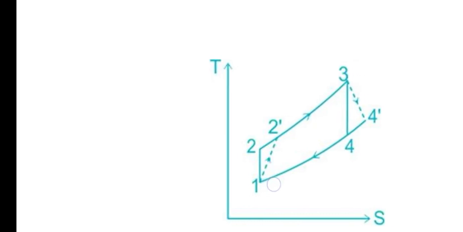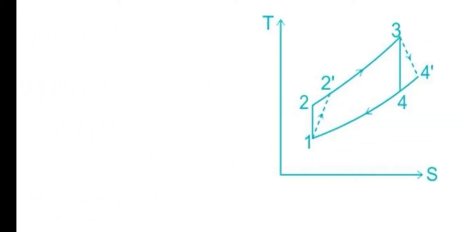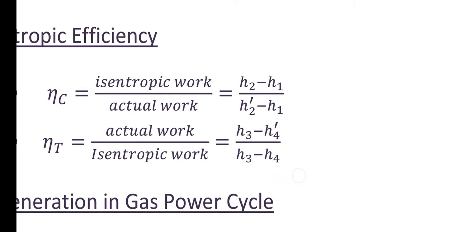Now many times we see that the expansion or compression process is not isentropic; rather there is a deviation. So if the isentropic efficiency point of view is considered, then we calculate the isentropic efficiency of the turbine or compressor. For the compressor, it is given as the isentropic work by actual work. For the compressor, the isentropic work will be from 1 to 2, but the actual work will be from 1 to 2 dash, which is more than the isentropic work. Hence, the isentropic efficiency of a compressor is given as isentropic work by actual work, which is equal to H2 minus H1 by H2 dash minus H1.